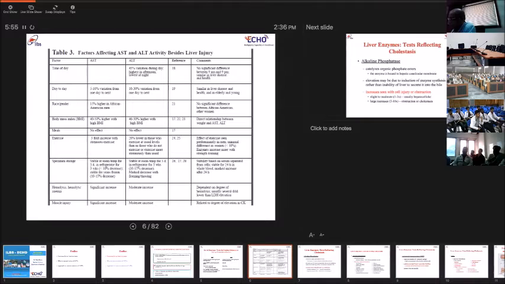The factors which affect AST and ALT, besides liver injury: the time of the day. There is a variation of 45% in ALT during the day. The highest level of ALT is usually noted during the afternoon and the lowest at night. Day to day, there is a variation of 5 to 10% for AST and 10 to 20% for ALT from one day to the next.